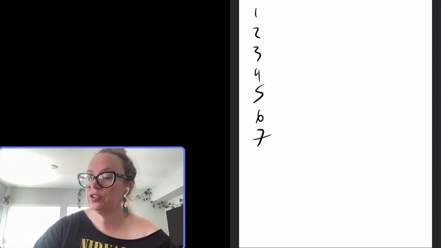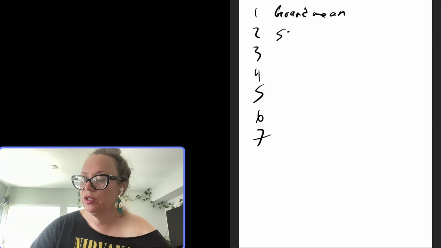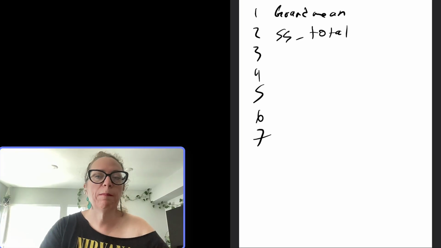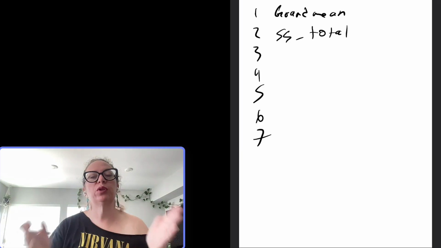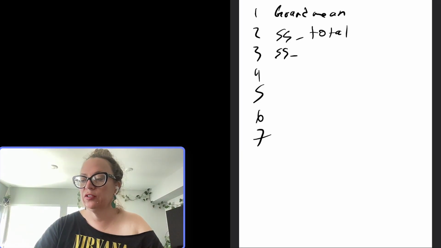Okay, so here's the sequence. You've got your grand mean, which we already calculated. Easy. Then we have our variance total, our sum of squares total: every score minus the grand mean. We want to see the difference between our scores and the grand mean, and then we square it and sum it up. And then the SS within.